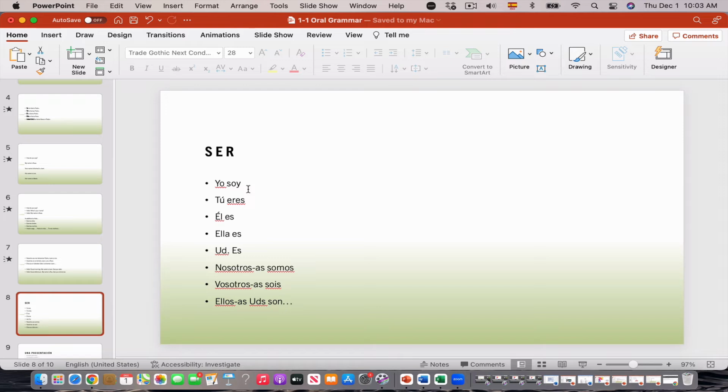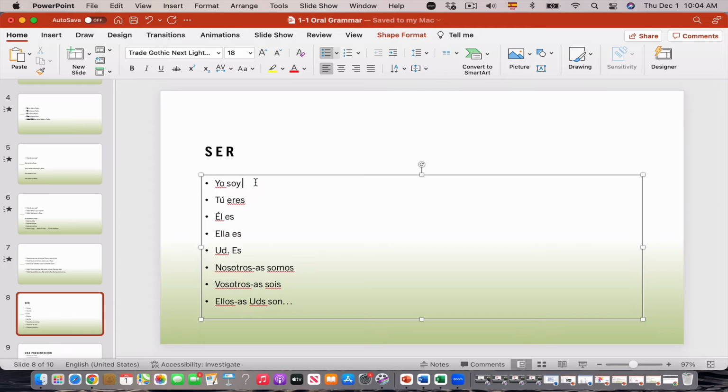Ser is when you say I am, you are, he is. And estar also means the same, but estar is used for location, basically. I will explain that to you later, but basically it's for location and for conditions. But if you want to say I am a student, for example, you will say yo soy un estudiante.